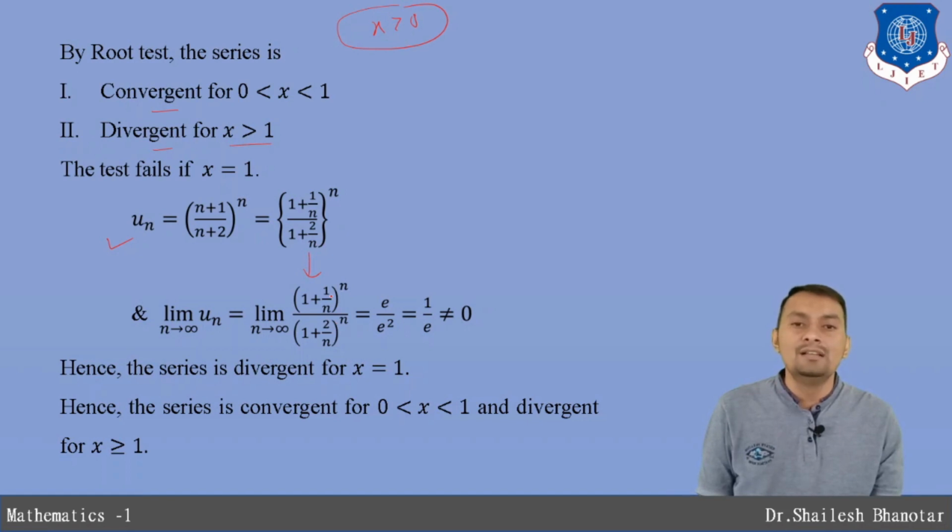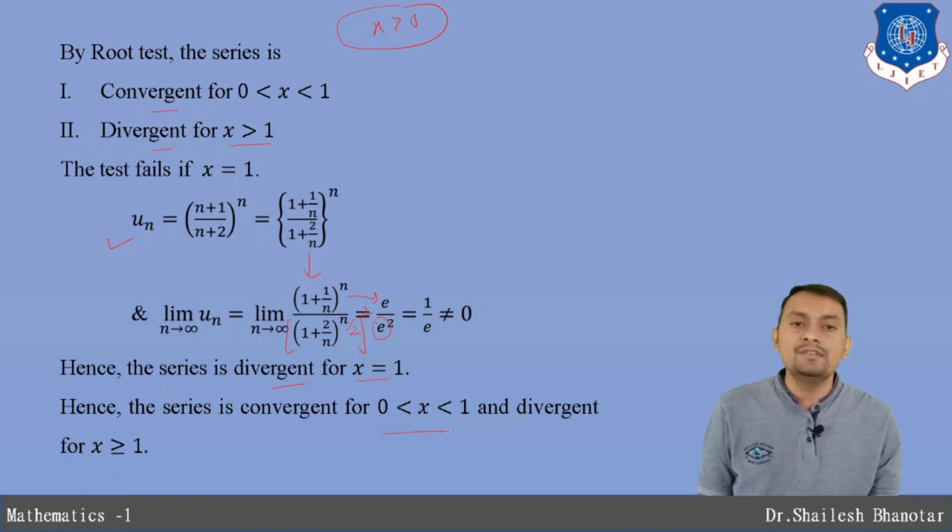And when we apply the limit, 1 by n has the reciprocal n as a power, so this quantity is going to be e. And for the denominator, I have to divide by 2, so ultimately I have to raise to power 2. 2 by n has the reciprocal n by 2 as a power, so this quantity is going to be e, and e raised to power 2 is there. Whenever you simplify, you will get 1 divided by e, which is a non-zero quantity, and hence according to the zero test we can say that the given series is divergent. So for x equal to 1, it is divergent.